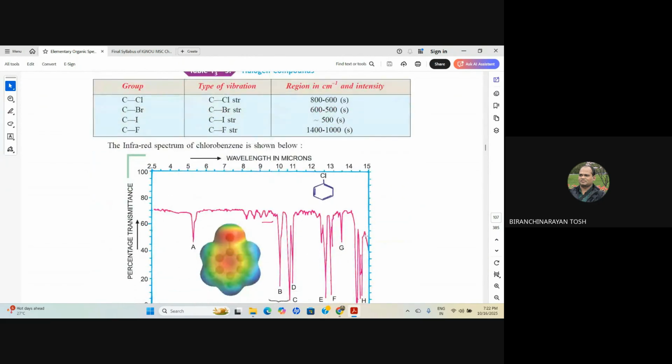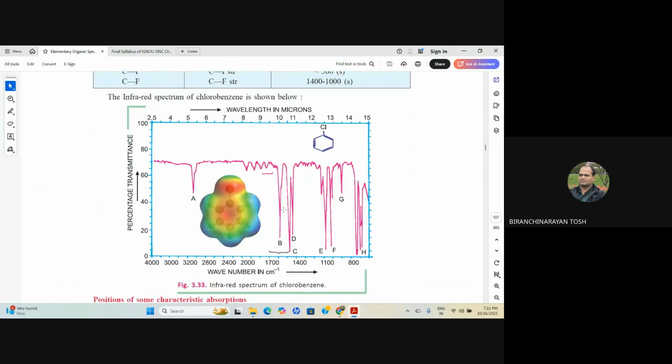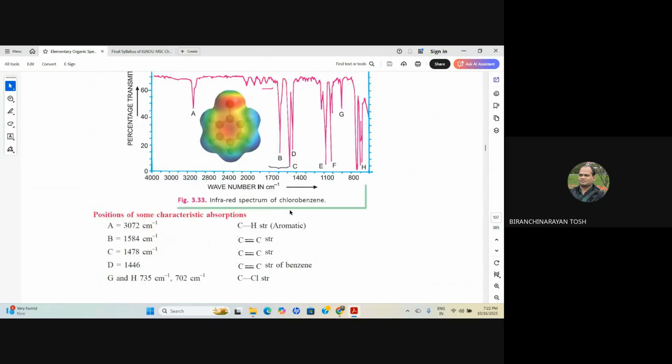For chlorobenzene, you can see here, this is for C-H, already discussed, and B, C, all these are for the carbon-carbon double bond. As you can see, the position is given as 3072 for C-H stretching in the case of aromatic, and 1584, that is carbon double bond, the benzene ring. The dotted bond is shown because of resonance. So it is around 1584 to 1478, and also up to 14. This B, C, and D is for benzene.